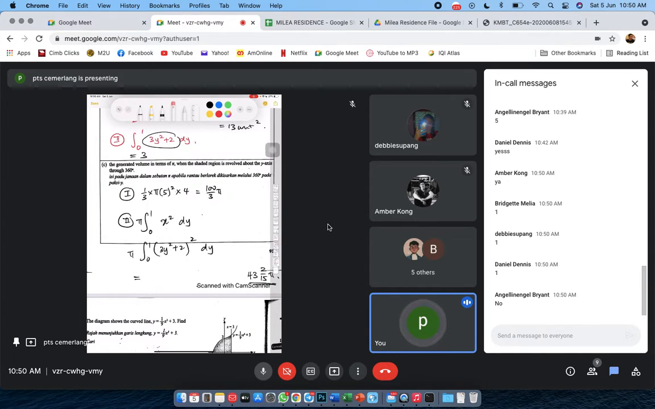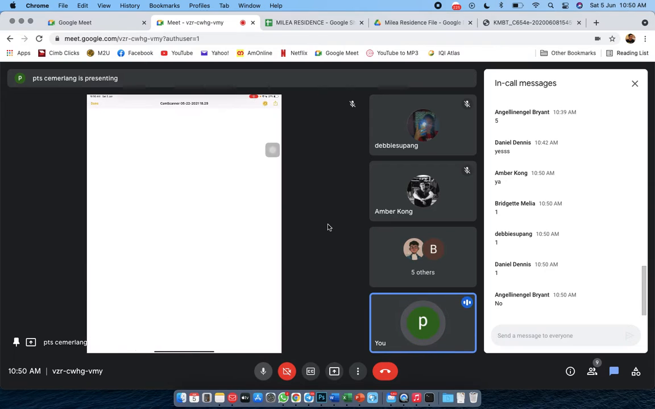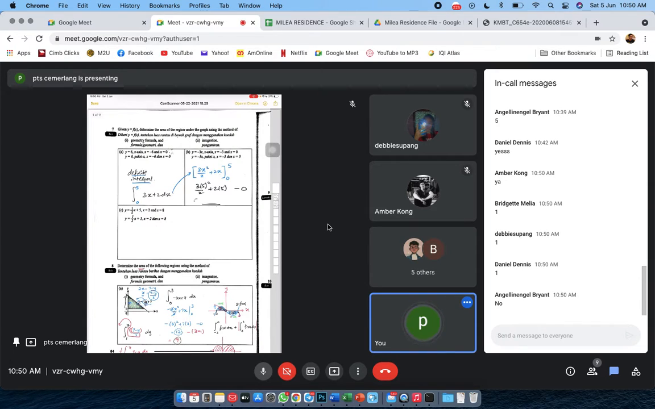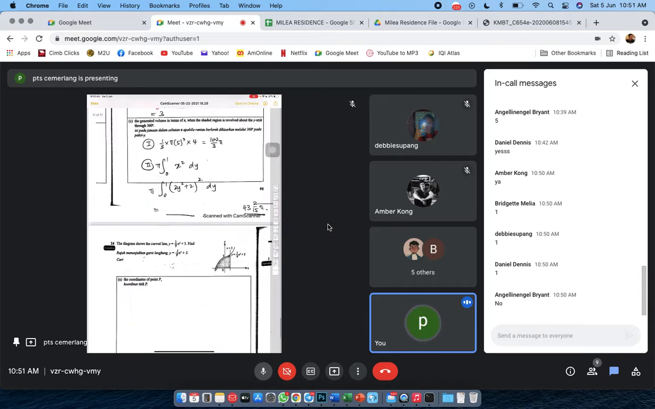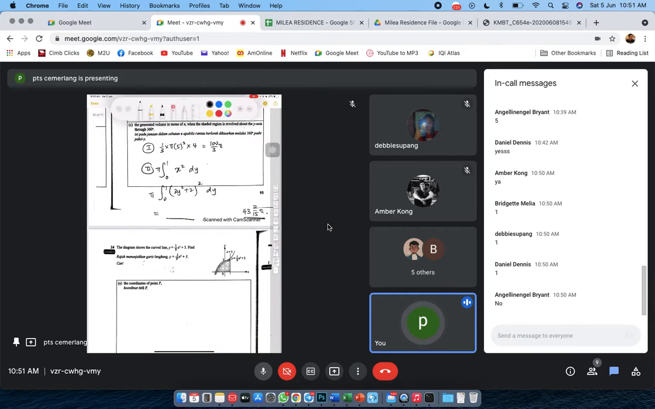So kita tengok. First of all, you have to actually expand this one first. Okay, I need to expand this one first. Okay, I have to expand this. Okay, macam mana nak expand dia? So, you akan dapat 9y kuasa 4. Okay, and then later on, you akan dapat plus 12y square. And then plus 4 dy.